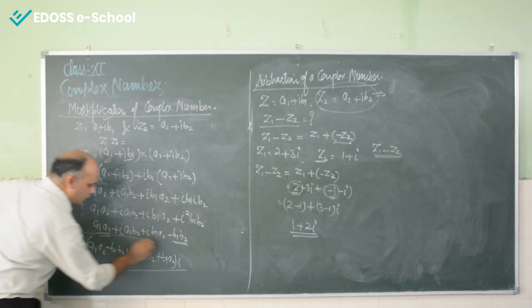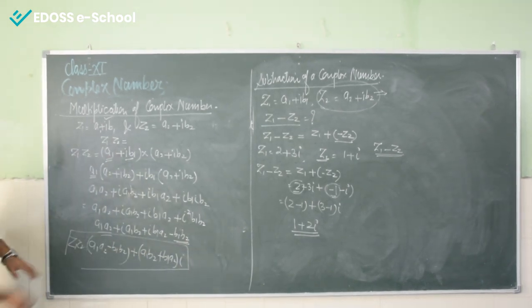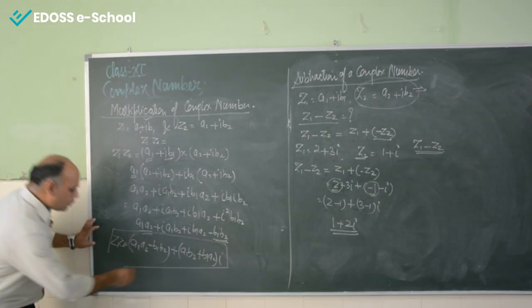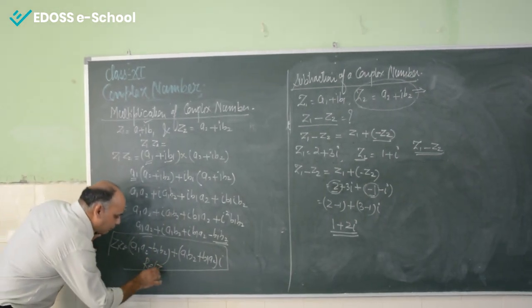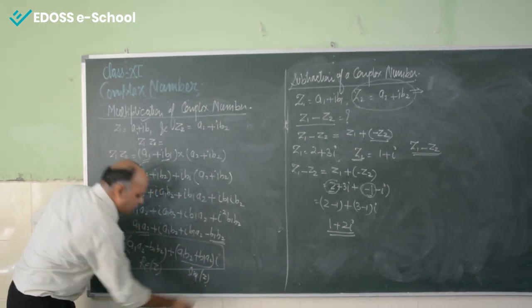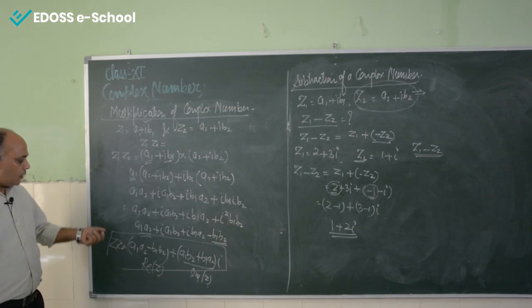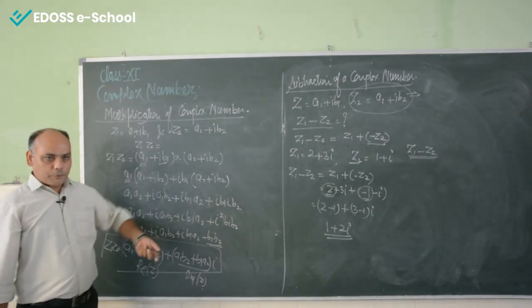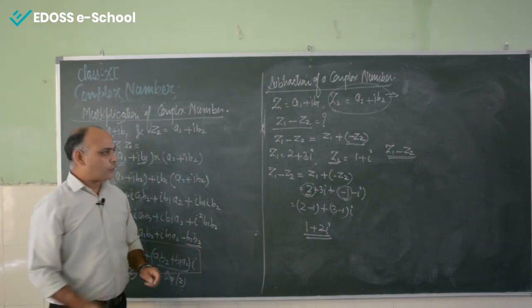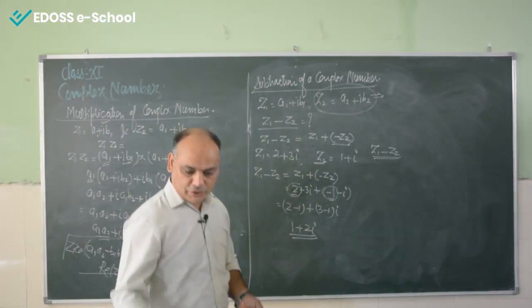So Z1 Z2 will be equal to A1 A2 minus B1 B2, this will be the real part of a complex number and this will be the imaginary part of a complex number. By this property we can say the closure property. This is known as the closure property. The closure property holds good for the multiplication.